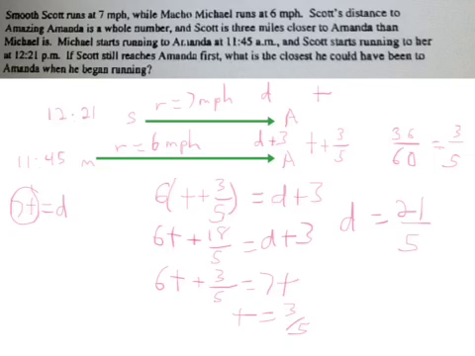Now the problem said that Scott's distance to Amazing Amanda is a whole number, so therefore I need to round this up to the nearest whole number. So the distance will be, instead of 4 1/5, it's going to be now a 5. So his distance, the closest that he could have been to Amanda when he began running, was 5 miles.